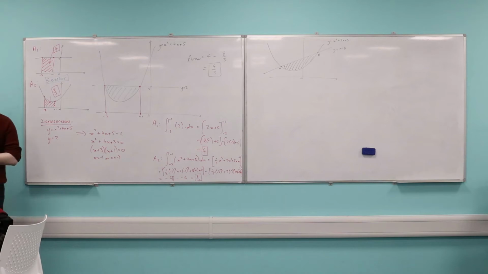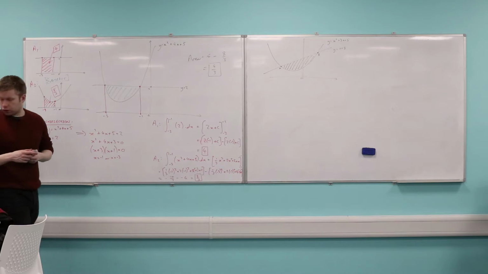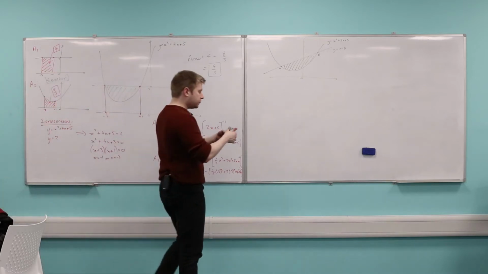Yep. So let's have a look. We have the curve y equals x squared plus 3x plus 5 and the line y equals x plus 8. A and B are the points of intersection on the curve and the line. Find A and B. That's part A.